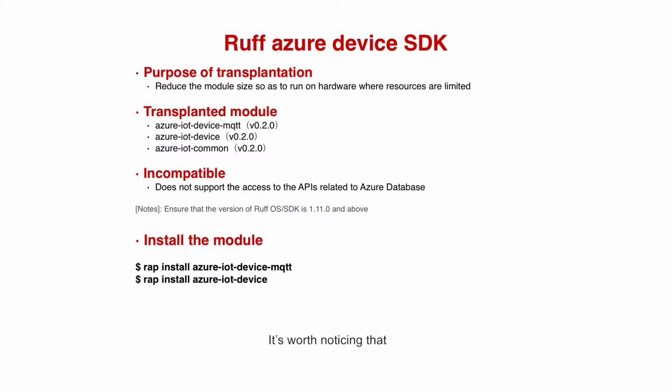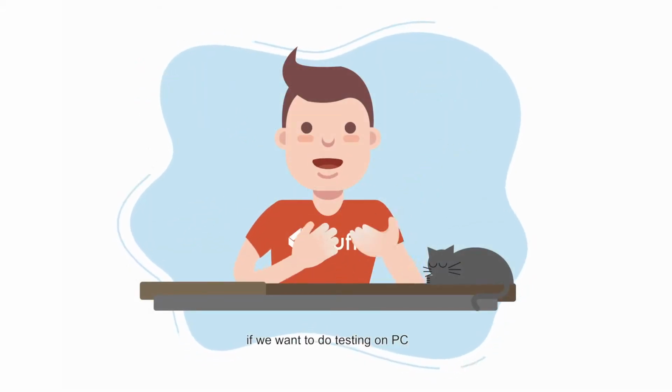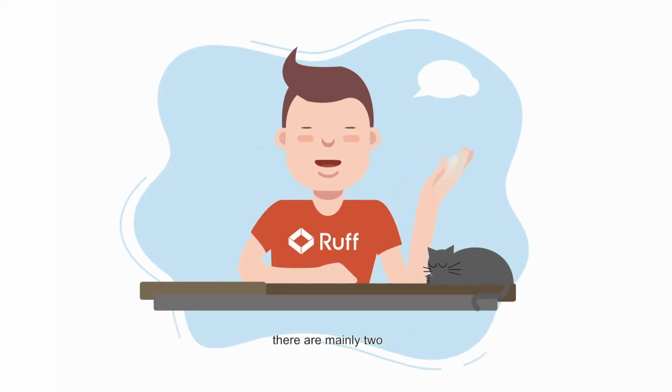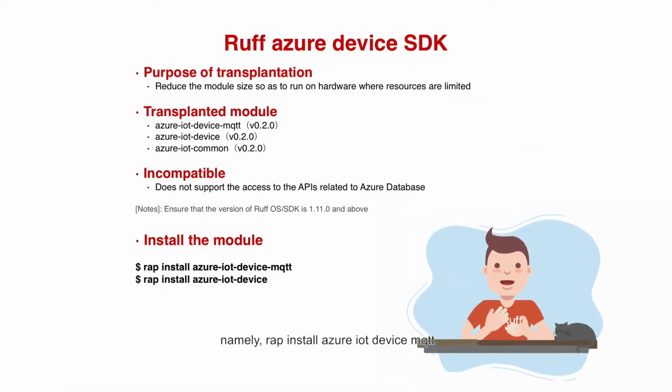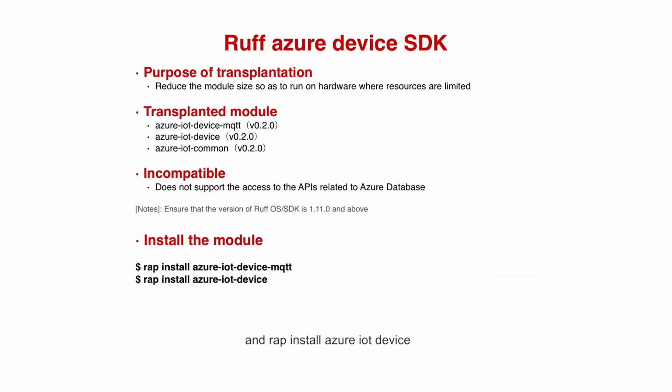It's worth noticing that if we want to use this module, do ensure the versions of Ruff OS and SDK are version 1.11.0 or above. In terms of installation modes, if we want to do testing on PC, there are mainly 2, namely rap install Azure IoT Device MQTT and rap install Azure IoT Device. If the 2 packages are installed on this PC, we can do testing on the PC.